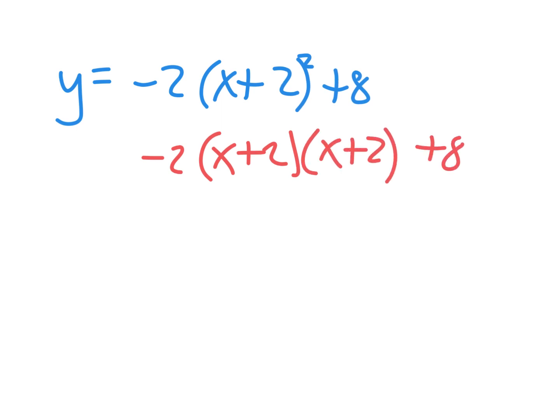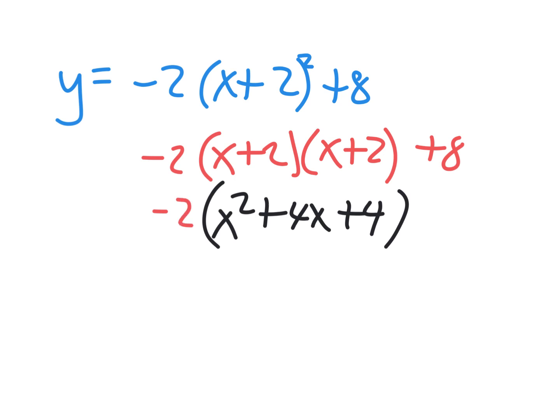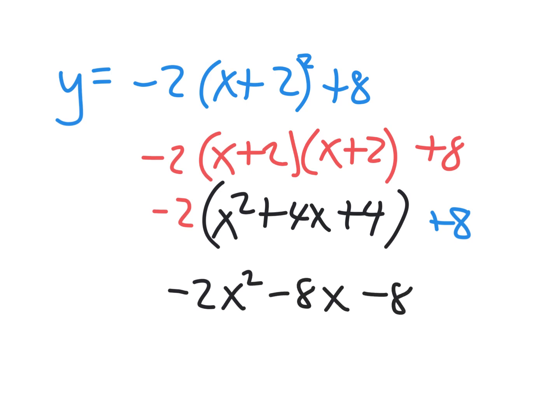Watch what I'm doing. x squared plus 4x plus 4. Notice I did that first. Now I'm going to multiply everything by -2, and then last I'm going to add 8. -2x squared minus 8x minus 8, and then the plus 8. The plus 8 and the minus 8 will cancel each other out, and there is your answer. Now, did the key say that was the answer?